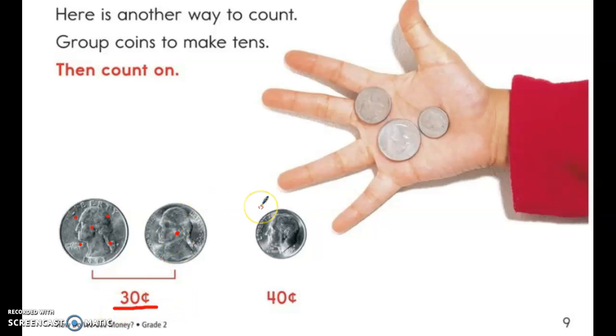Then I have to switch my brain to know that the dime is worth 10. So then I say 30 plus 10, it's 40. Or I can put 2 fives inside the dime and then I can skip count by 5 if that helps you. 5, 10, 15, 20, 25, 30, 35, 40. Or 30 plus 10 is 40 cents.